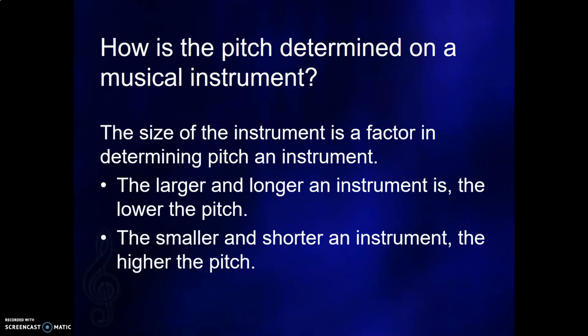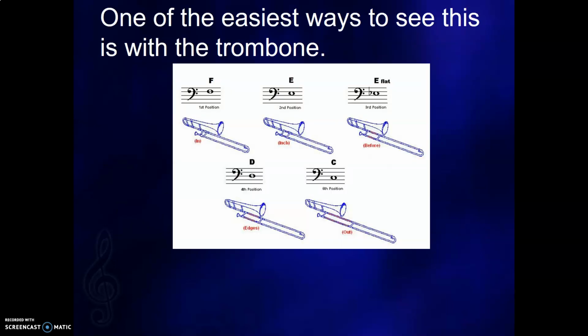You can think of a string instrument. If you shorten the string, the pitch will be higher. Think of a drum. Smaller drums have a higher pitched sound than bigger drums. One of the easiest ways to illustrate this is with the slide trombone. Now for this class you don't have to know how to read music, but we're going to make reference to it here in this little diagram.